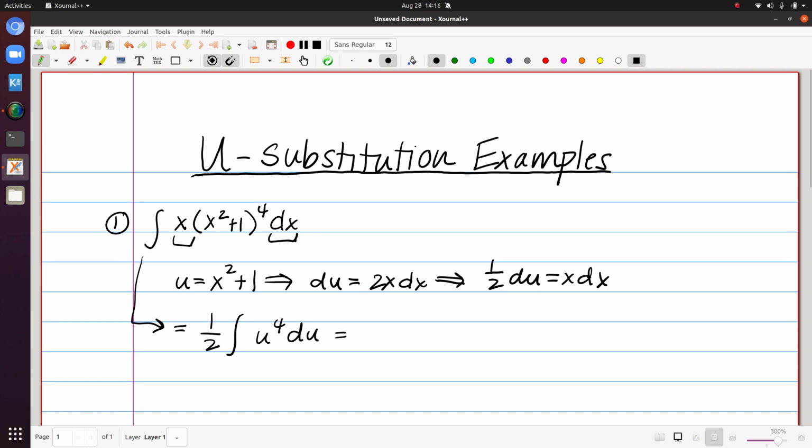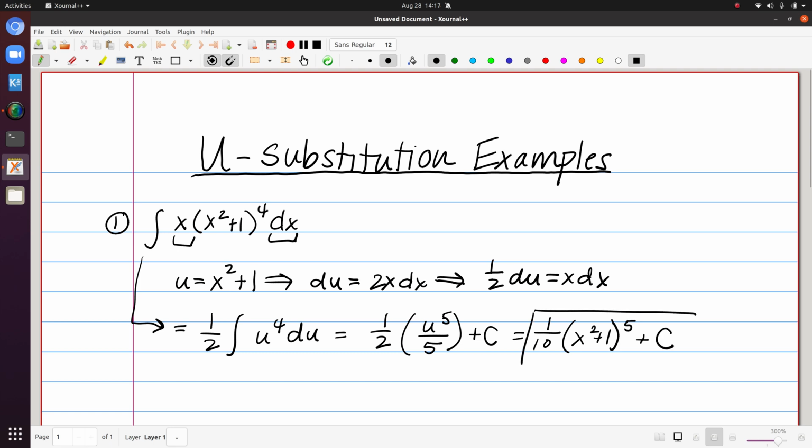Now I find the antiderivative. That becomes u to the fifth over 5, still times 1/2, plus my integration constant. And remember, the important final step is we're not done until we rewrite this in terms of x. So that leaves me with 1/10, and then we said u was x squared plus 1. That's raised to the fifth, and then plus my constant.